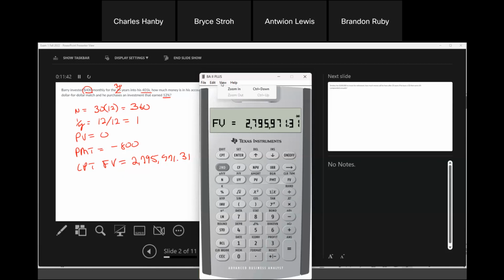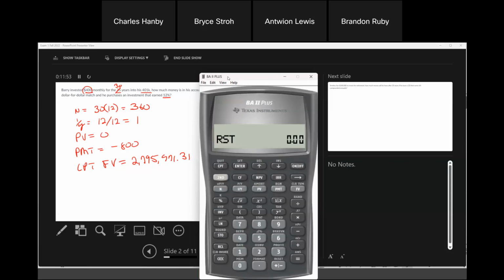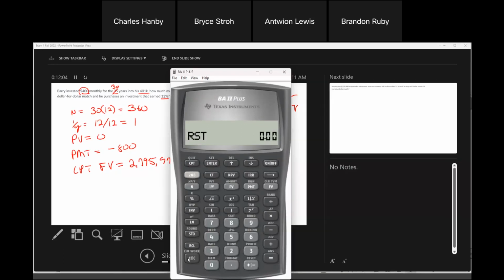There we go. That should be what your calculator looks like, the BA II Plus. You may have the professional. So, any questions about future value of an annuity?